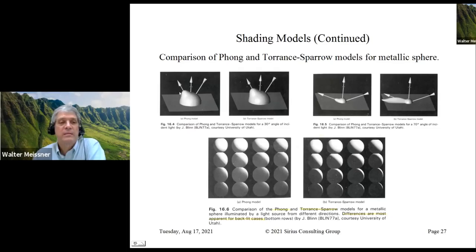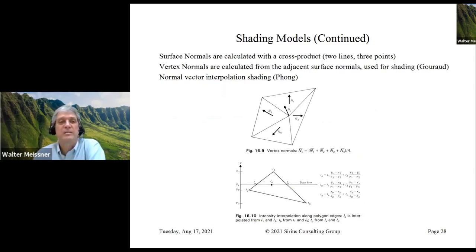And the top left is for a 30 degree angle. The top right is for a 70 degree angle. And here in the bottom are examples going from almost front illumination to rim backlight cases. And so again, it depends on how you want things to look as far as deciding what shading model to use. So the Torrance Sparrow model is a little bit harsher, but maybe that's desired in some cases.